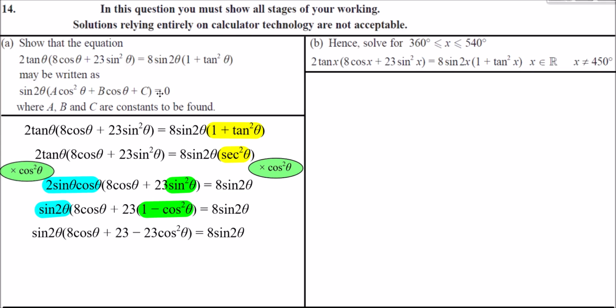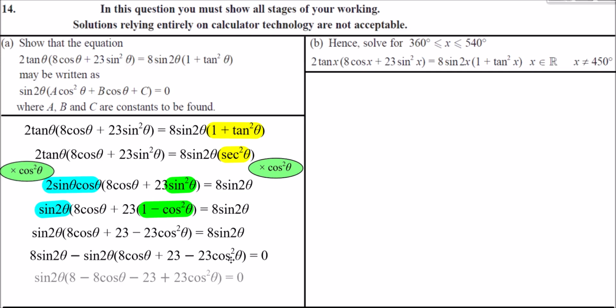The target, I need one side equal to 0, one side here doesn't equal 0. Now this step, you've got one of two choices. You could either subtract all of the left-hand side away, or you could just subtract 8 sine 2 theta from both sides. I'm going for subtracting the left-hand side from the right, because I want the sine 2 theta here to be positive. So what I'm going to do here, subtracting all of this from both sides, will give me 8 sine 2 theta minus sine 2 theta, and all of that bracket will equal 0.